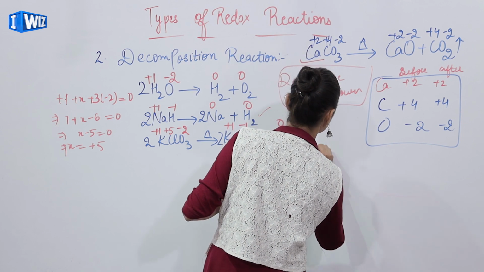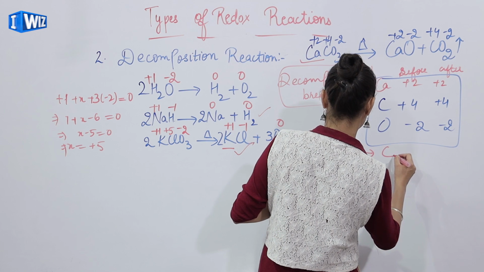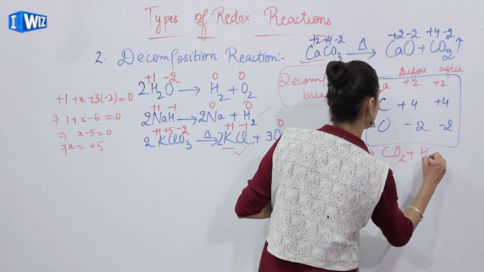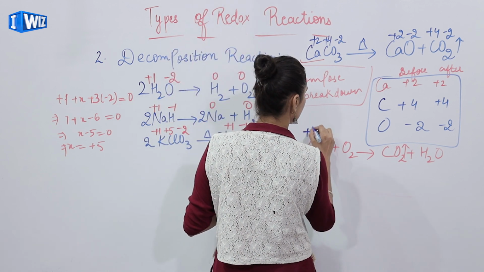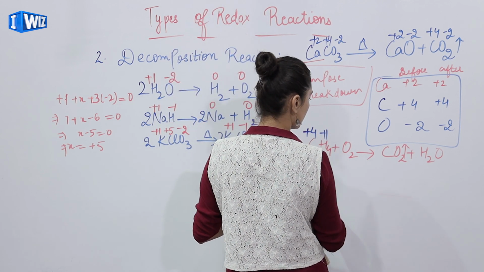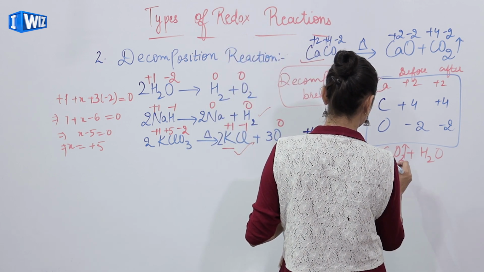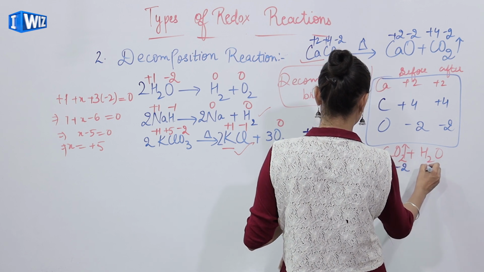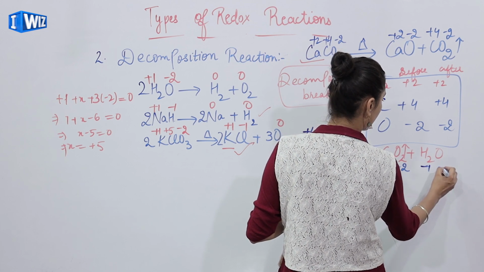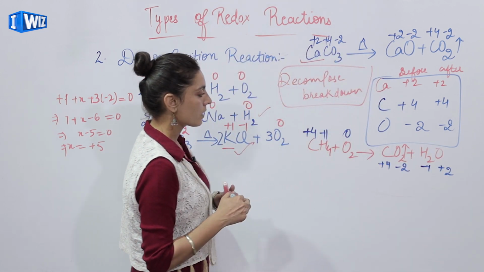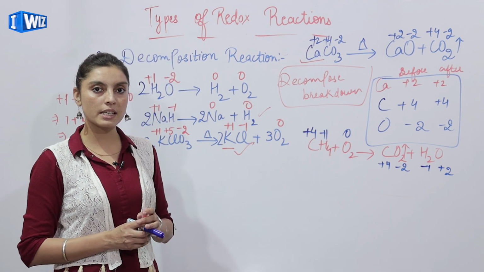Another reaction I would tell you, methane was there reacting with the oxygen, giving us carbon dioxide and water molecule. Fine. So here we had the carbon in the -4 state, hydrogen in the +1 state. Clear? Oxygen 0, carbon again in the +4 and -2. Again here we have the hydrogen in the +1 and oxygen in the -2. Clear?